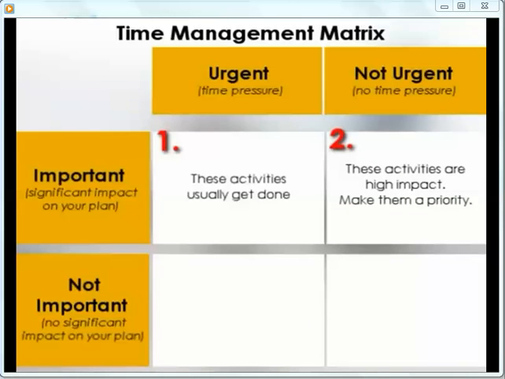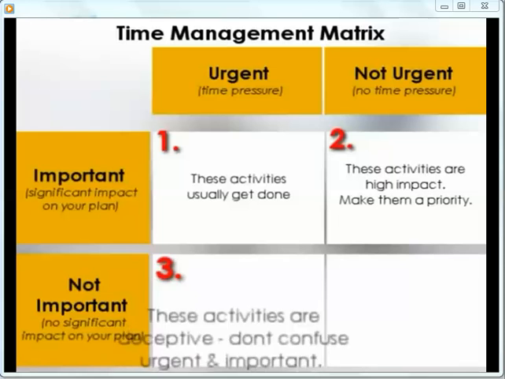Quadrant 2 items are important and not urgent. Think about it. Everything you do that improves the quality of your work and your life is in Quadrant 2. Improving relationships, personal development, seizing new opportunities, developing and empowering others, problem prevention, preparation, and better planning are all in Quadrant 2. They're important, but they're not urgent.